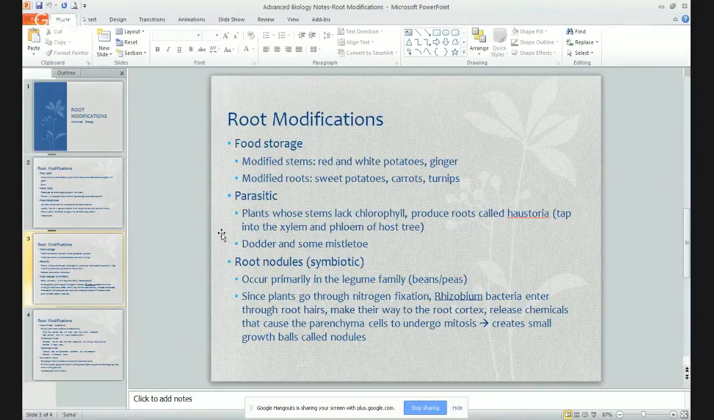They will enter these plants through the root hairs, make their way to the cortex, and then release chemicals which cause those parenchyma cells that make up the cortex to undergo mitosis. So they start dividing, and then they start growing these small little balls that attach to the roots, and those are called nodules. I've drawn that on the picture there.